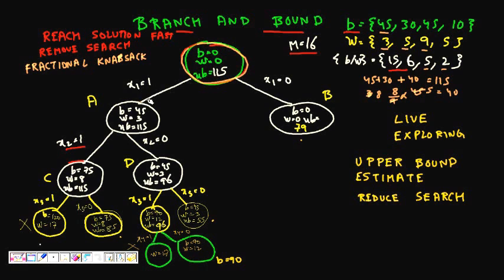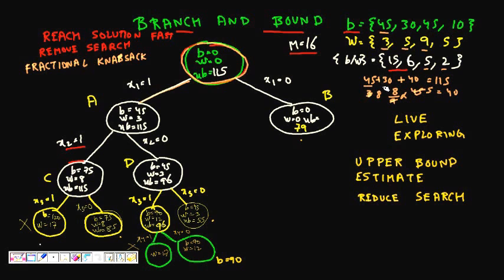Next, I now decide whether to choose the first item. I can choose it or I cannot choose it. These are the only two possibilities. So if I choose the first item, I will get a benefit of 45. I have now spent a weight of 3, so my knapsack has weight 3 in it. The upper bound will still remain 115.